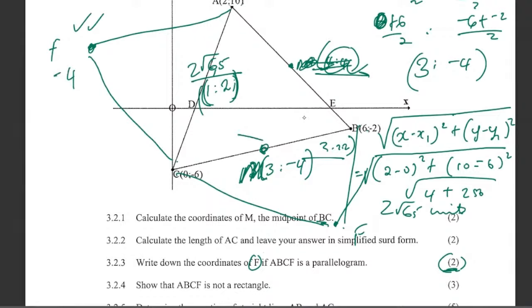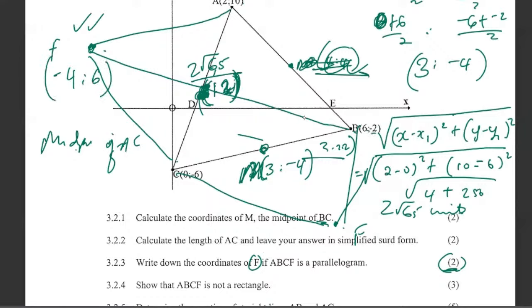Okay, let's see. So you get the midpoint of AC. And then this midpoint of AC must be the same as the midpoint of FB. So in other words, for a parallelogram, the diagonals share one same midpoint. That is the trick on how to go about this. So the easiest is negative 4. And then for me to get a 2, I can use a 6. So it's a negative 4 and a 6. In other words, we are playing around with this point and this point. So the best will be 4 and 6.